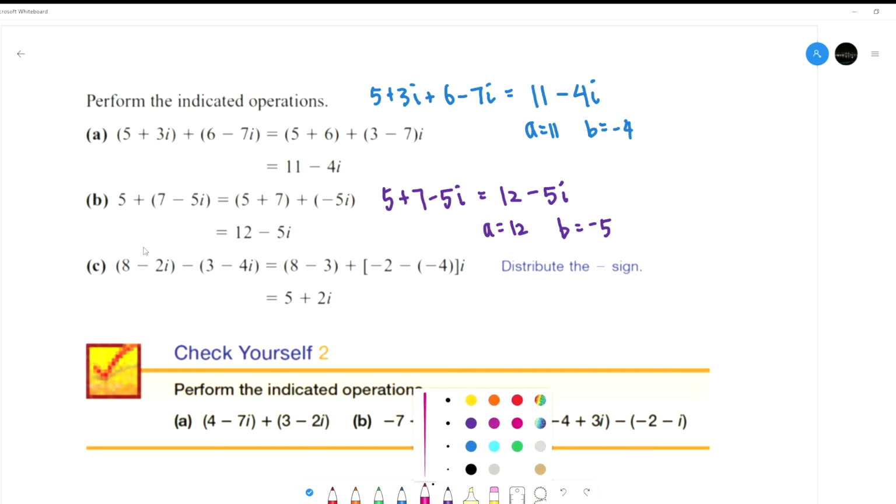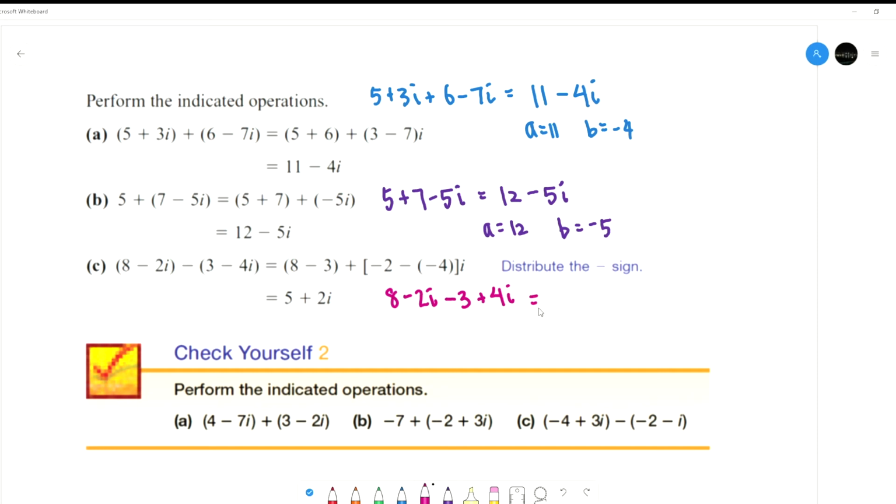Part C, we have 8 minus 2i minus 3 minus 4i. You see how there's a minus sign in between? So first, I'm going to remove parentheses. So 8 minus 2i. And as you can see, this minus sign needs to distribute. So this becomes minus 3 plus 4i. Okay, so that's the importance of parentheses before you start to add or subtract them. You have to make sure the parentheses are there so you can distribute.